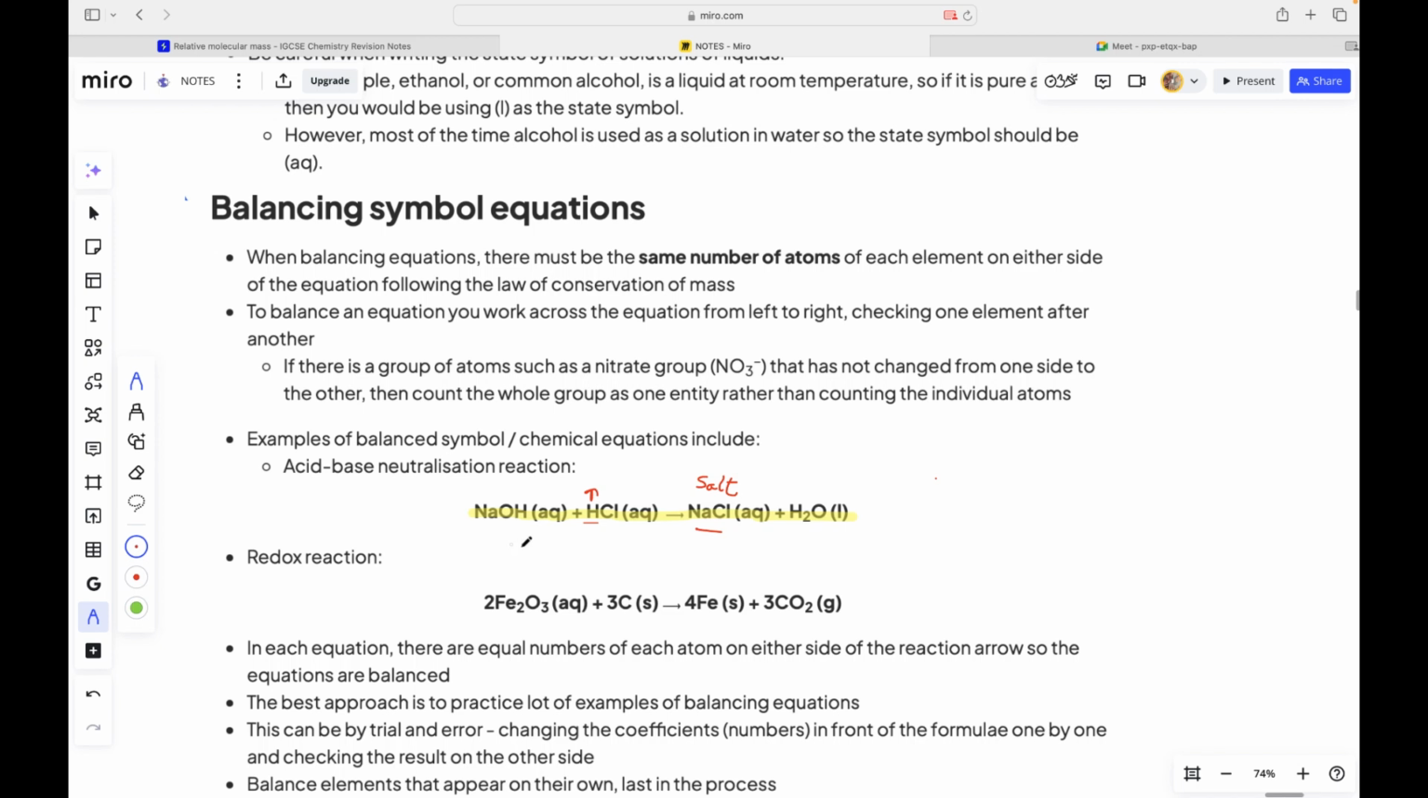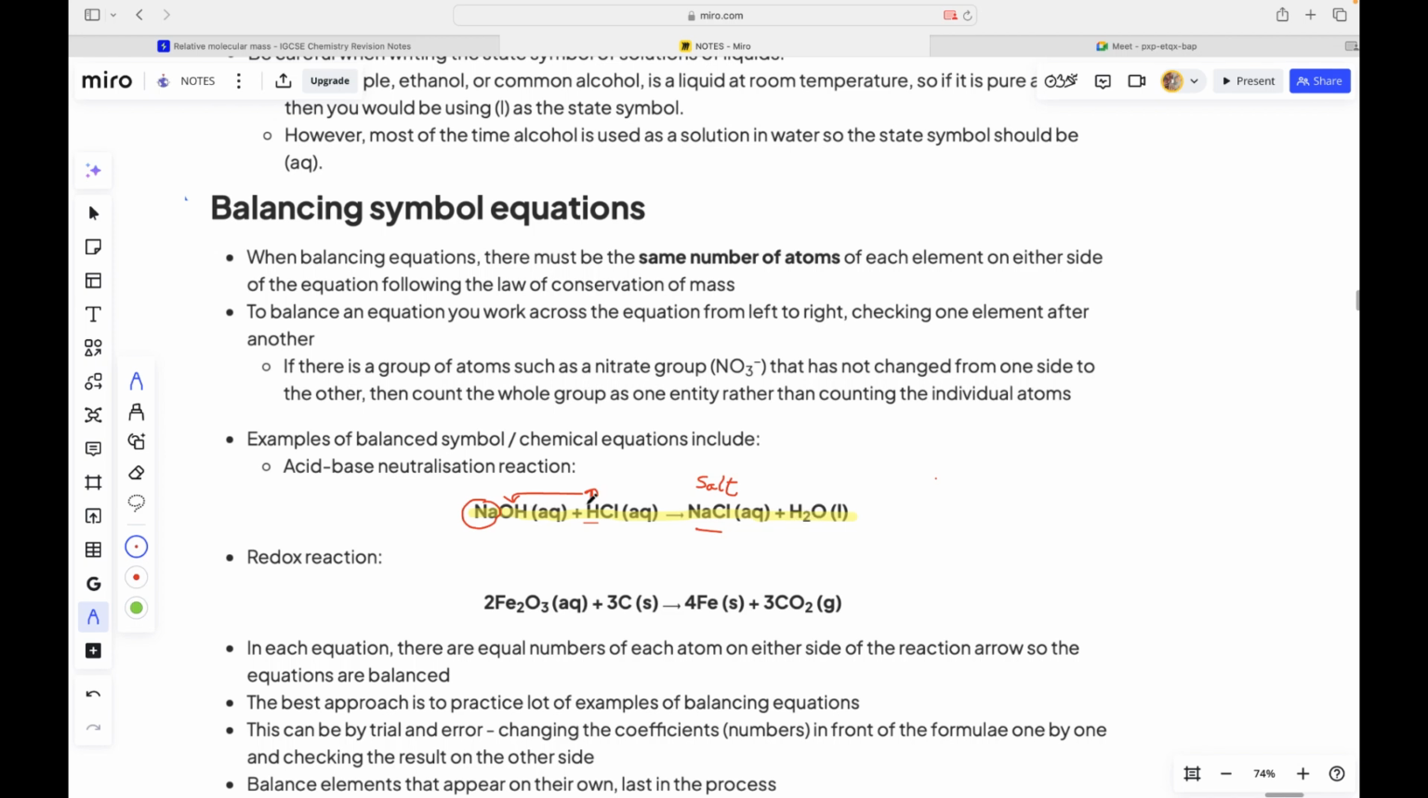Sodium is higher than hydrogen in the reactivity series, so sodium will displace hydrogen and it becomes sodium chloride, aqueous. And then the hydrogen that is displaced combines with the OH here. Sodium has left this position and came here to displace hydrogen. So the hydrogen that is displaced will come and join this OH to form H2O. There are two hydrogen now.